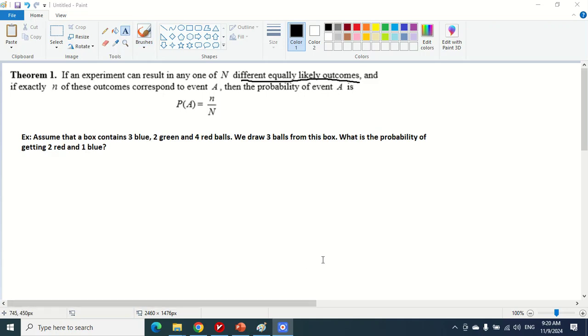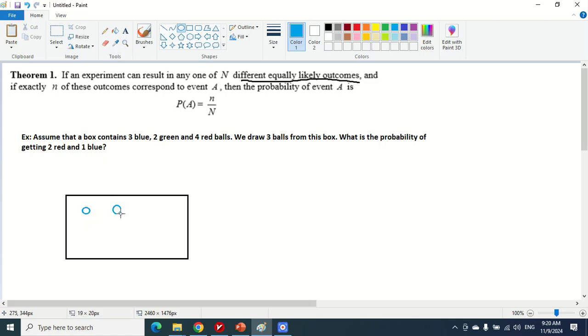Assume that a box contains 3 blue, 2 green, and 4 red balls. Consider one box, and inside of the box I have 3 blue balls, so let me put 3 blue balls over there, and we have 2 green. So let me put 2 green, and 4 more reds. We need 4 reds, so 1, 2, 3, and 4 reds.